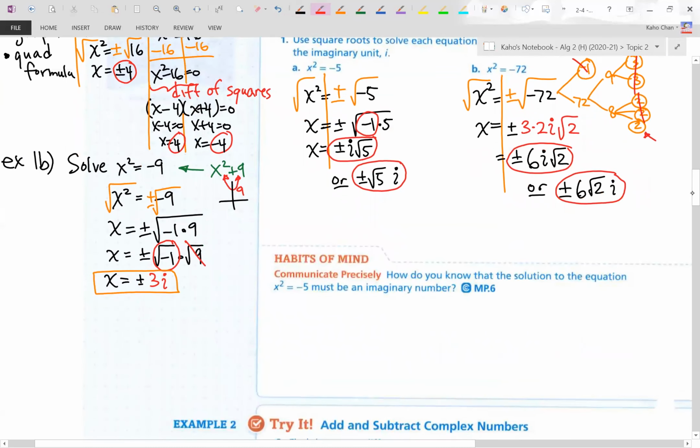Habits of mind. How do you know that the solution to the equation x squared equals -5 must be an imaginary number? It's because if you try to square root a -5 or a negative number, this will produce an imaginary unit or number. That's all.